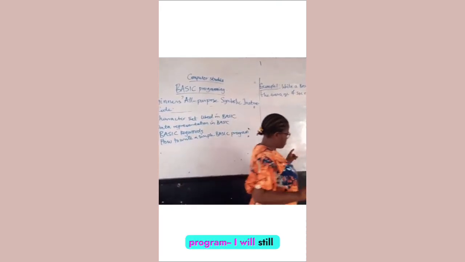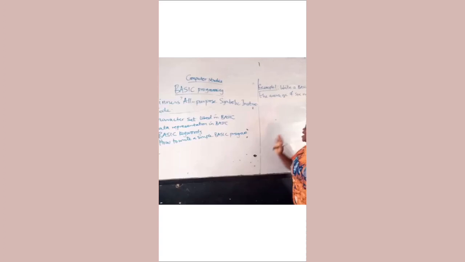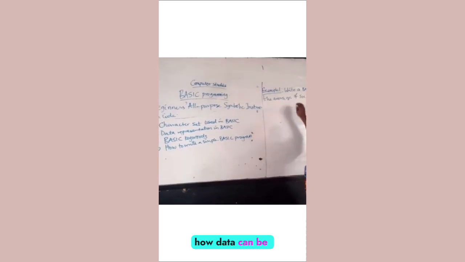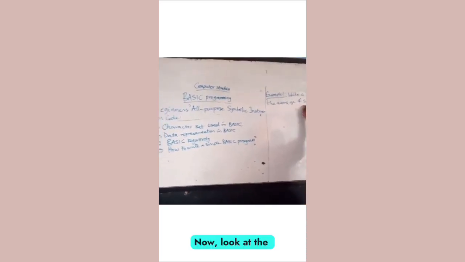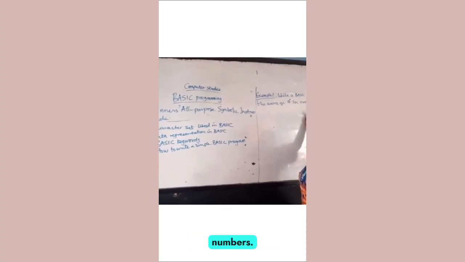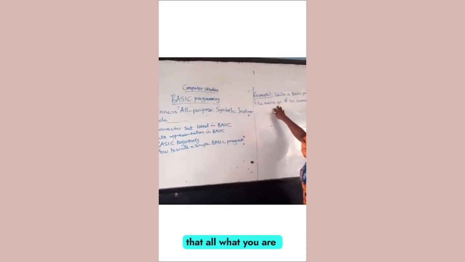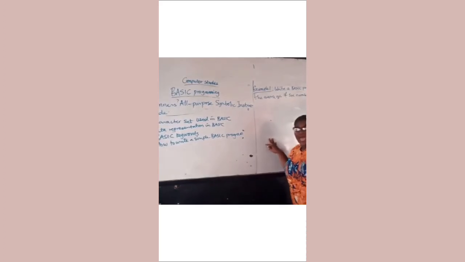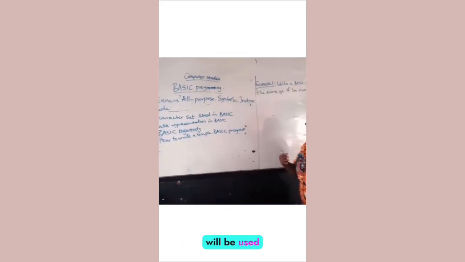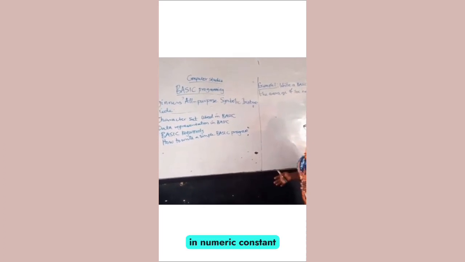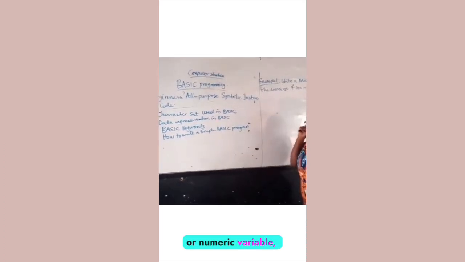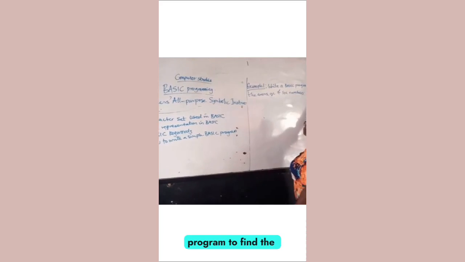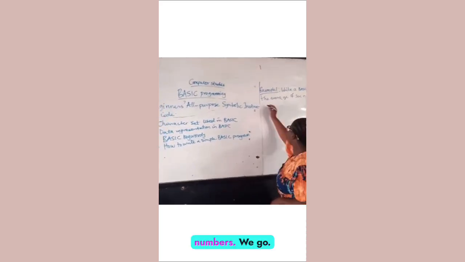Now, in writing this program, I will still write it on the board, but I want us to get something. In writing this program, you must understand how data can be represented in this program. Now, look at the question itself, 6 numbers. That's to tell you that all you are going to use in this program will happen to be numeric values. And since they are numeric values, they will be stored in numeric constants or numeric variables, as the case may be. Now, looking at this question, write a BASIC program to find the average of 6 numbers. We go.